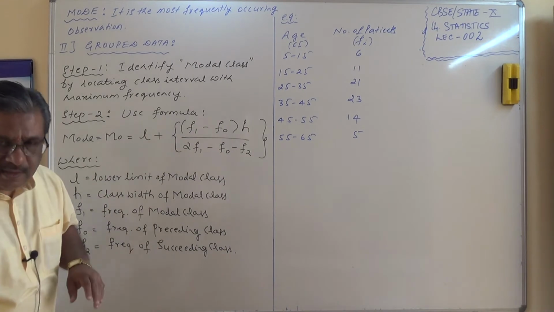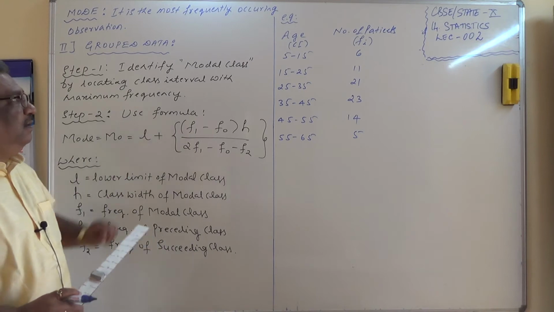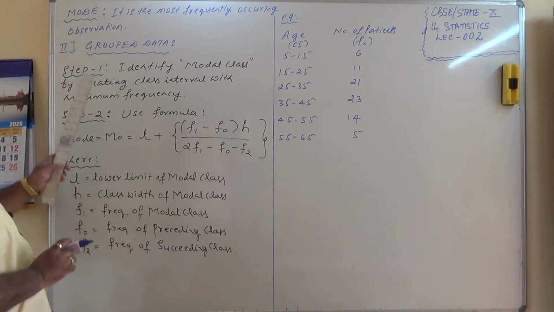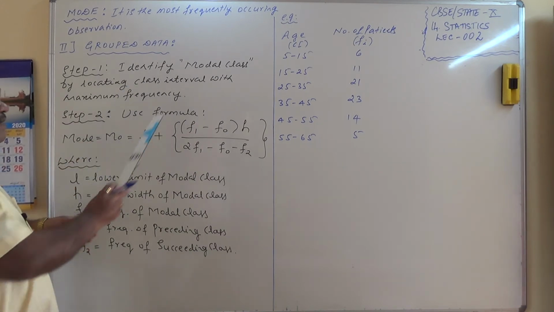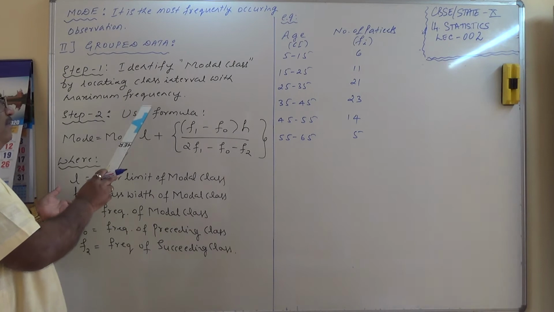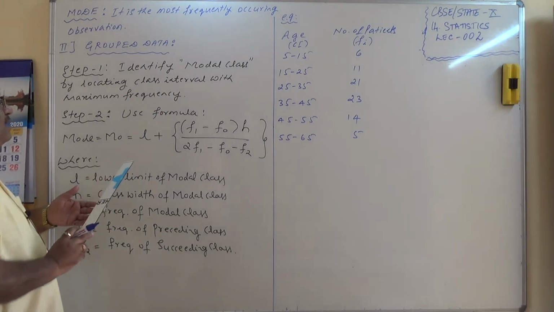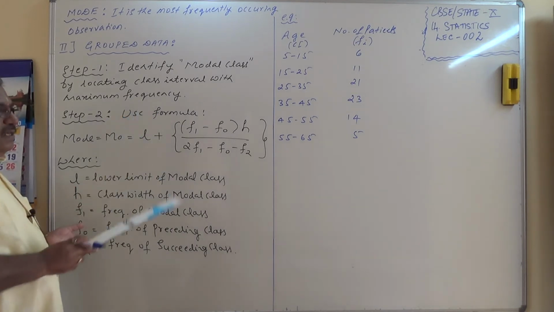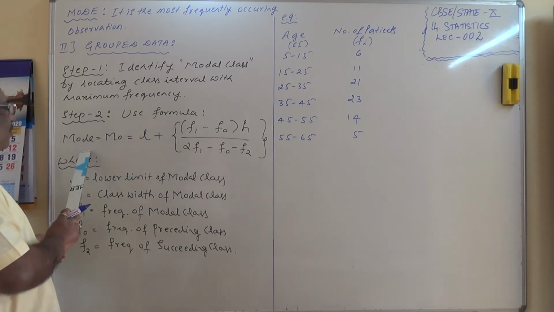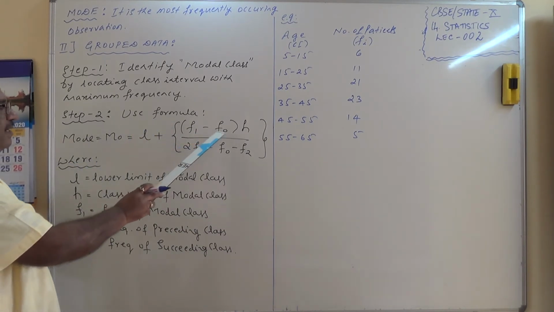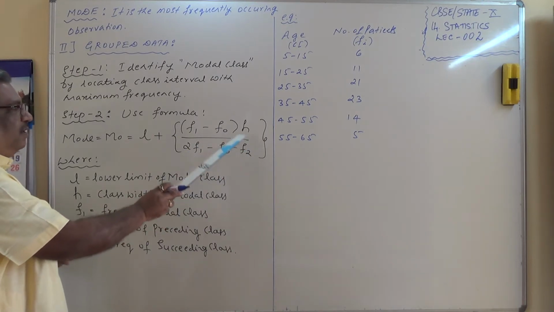Now let us study how to calculate the mode for grouped data. See here, step 1: identify the modal class. Very simple. The frequency will be given to you, so that class interval becomes the modal class whose frequency is highest. Step 2: use the formula to calculate the mode. Mode equals L plus (F1 minus F0) divided by (2F1 minus F0 minus F2) into H.